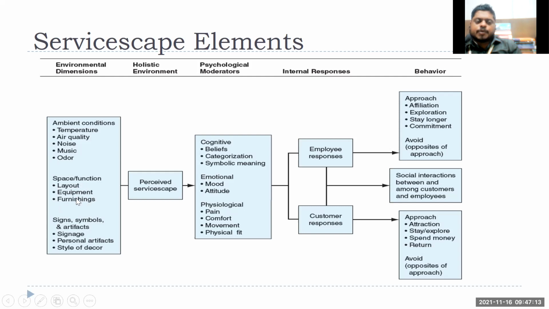Space, function, layout, equipment, furnishings, right? Again, for different kinds of businesses: if it is just a delivery layout, people will come and take out their order. You need not have a front office, you need not have a sitting arrangement. But if it is a restaurant where people will be there to eat food and have a great time, then the sitting arrangement has to be properly designed.